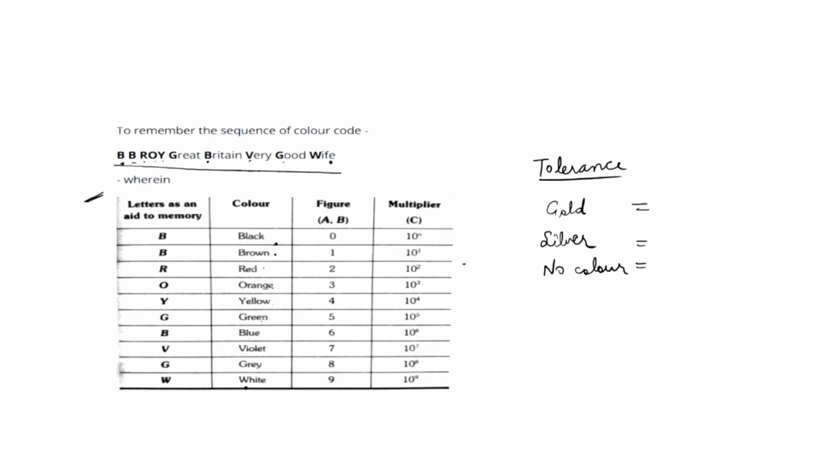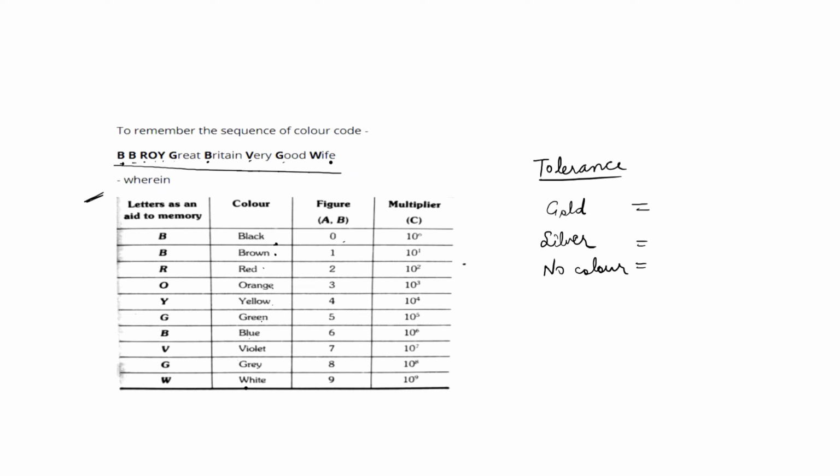In this slide you need to know that black represents 0, brown represents 1, red represents 2, orange represents 3, yellow represents 4, green represents 5, blue represents 6, violet represents 7, gray 8, white 9. From 0 to 9, you need to remember the specific figure for each corresponding color. This is the color coding of a carbon resistance.